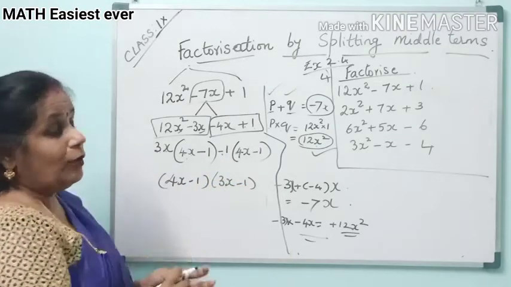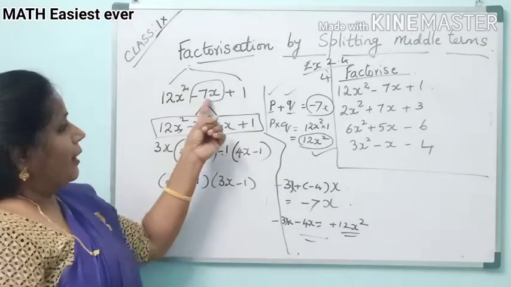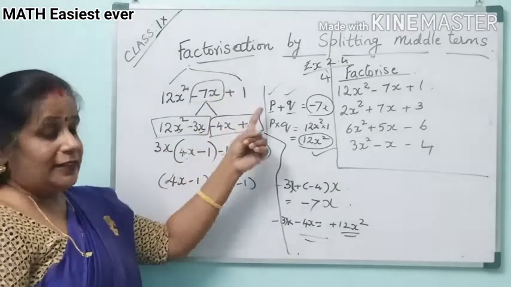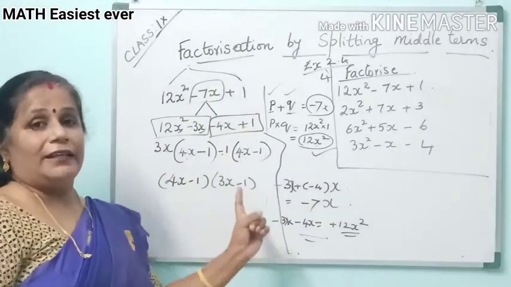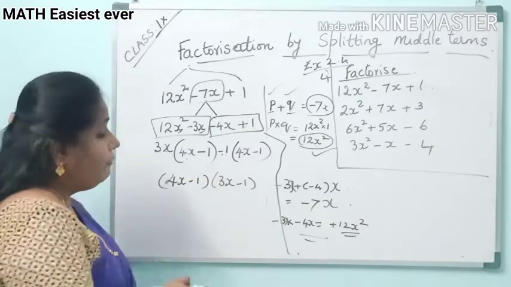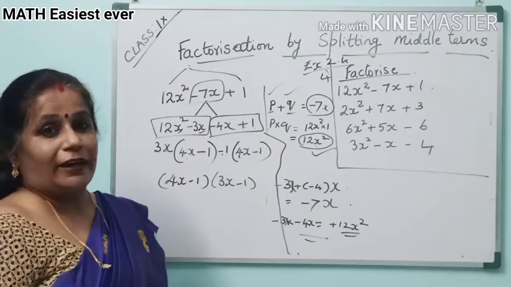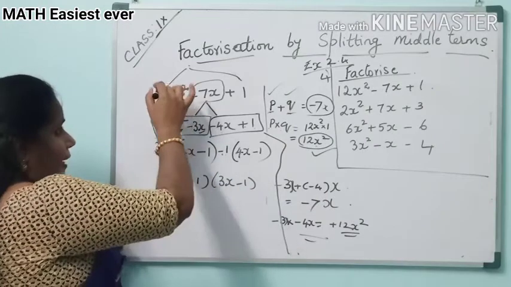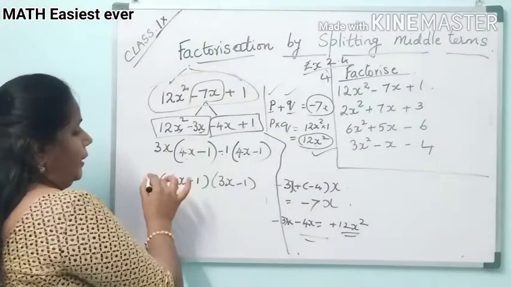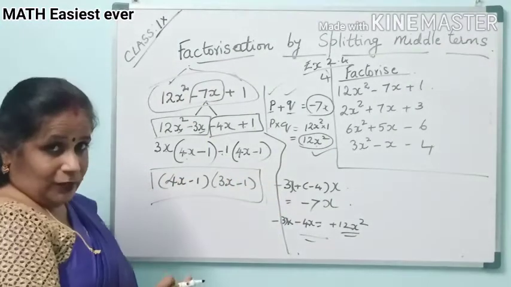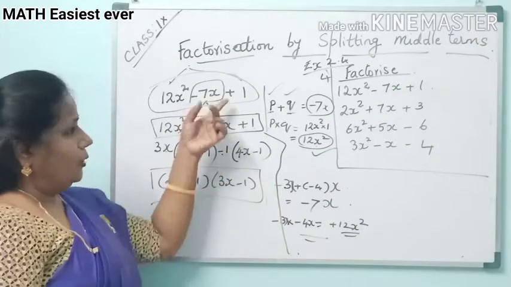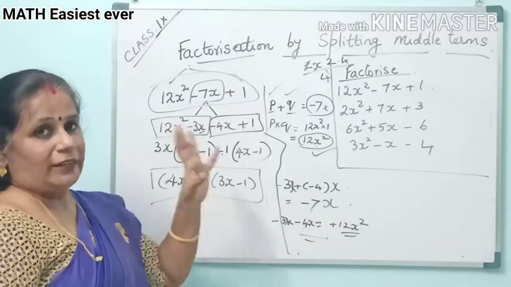So this is how I factorize 12x square minus 7x plus 1. The factors are 4x minus 1 and 3x minus 1. Factors means if you multiply this and this, you will get this. That's what factorization is. You are factorizing this polynomial and you get these terms. In other words, if you multiply these two, you will get this. So this is how we do factorizing by the middle term.